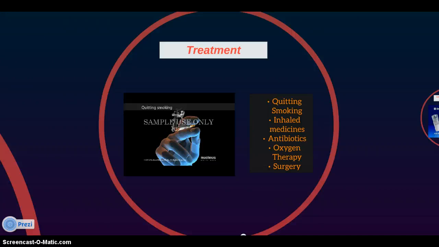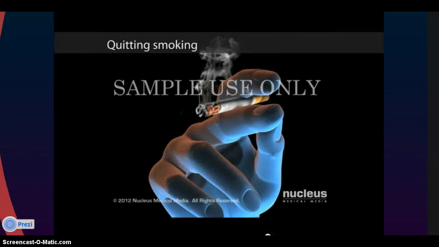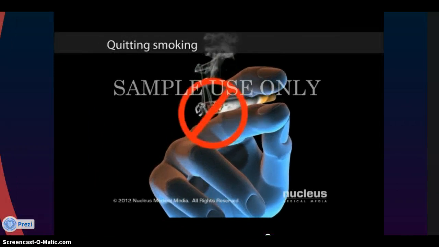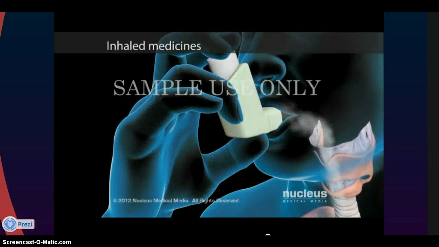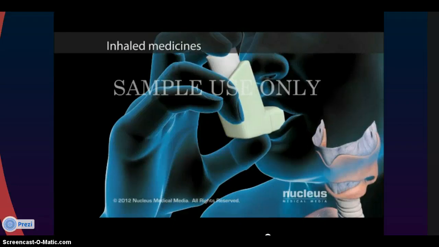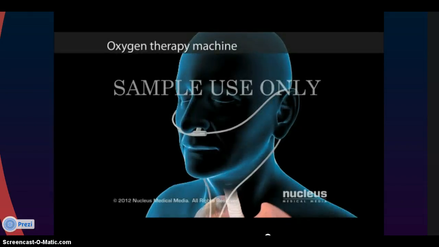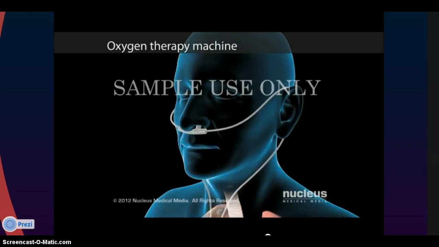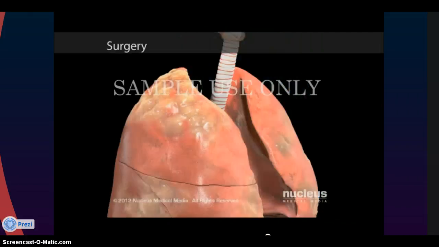Now we are going to talk about something that is really important, which is treatment. The most common treatments are quitting smoking, use of inhaled medicines to open your airways and reduce swelling, antibiotics for bronchitis caused by bacterial infection, oxygen therapy for those with advanced COPD and severely low levels of oxygen in their blood, and surgery.